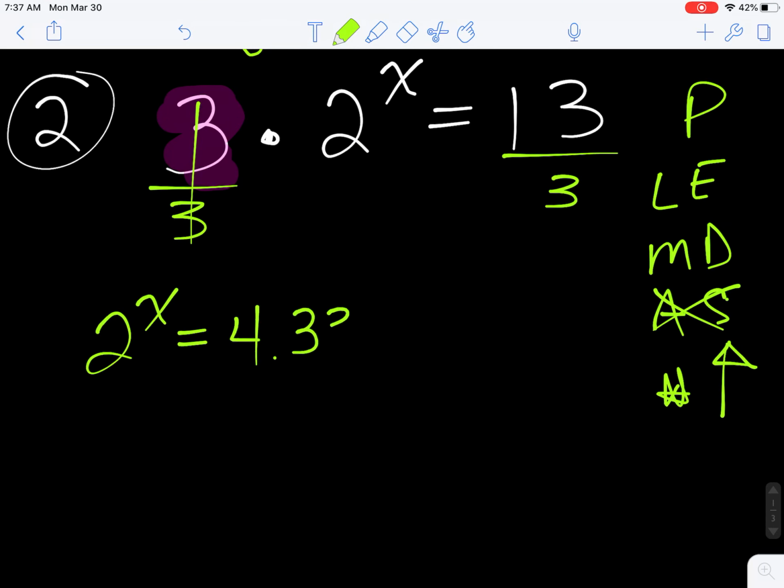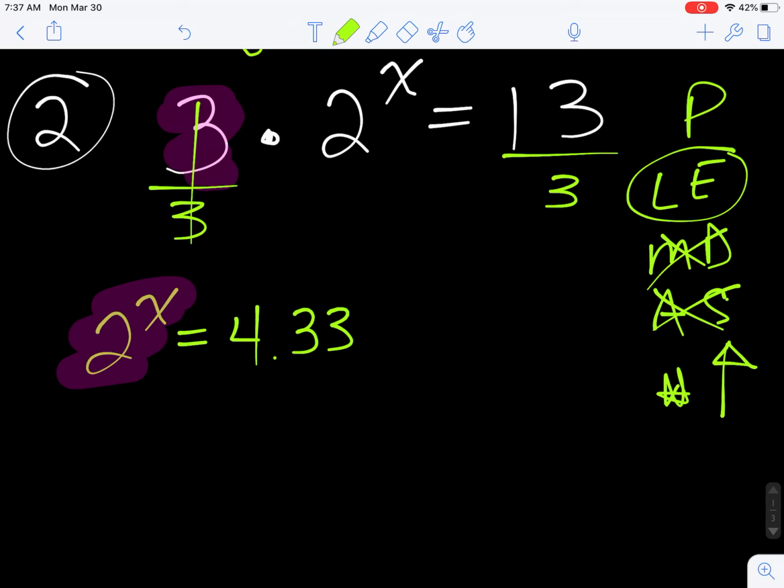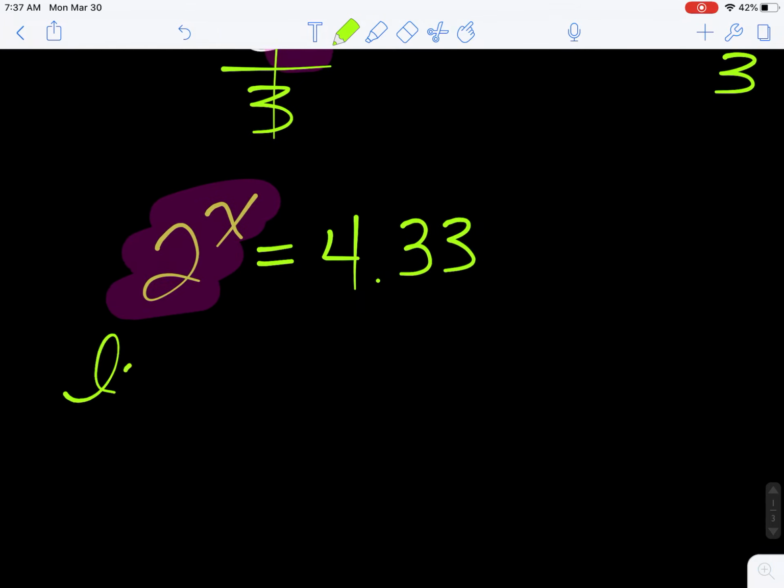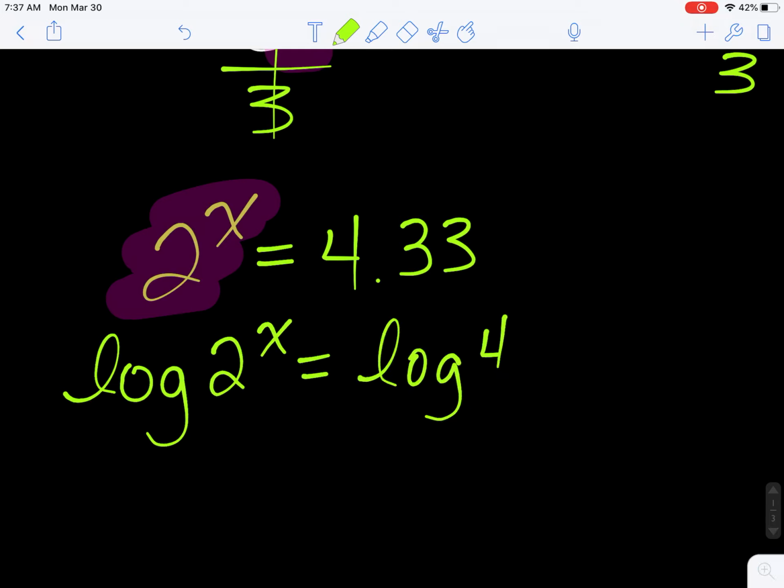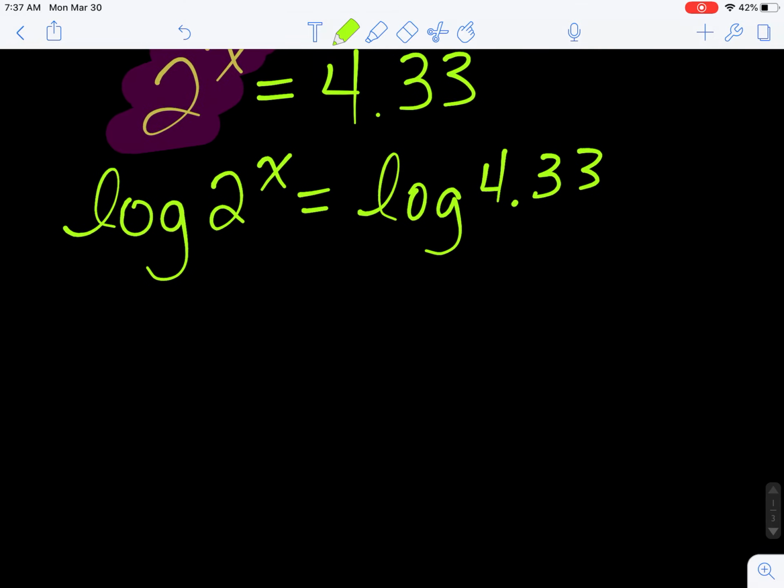So 4.33. The goal is to get the exponential piece by itself, b to the x. Then we move ourselves up. We're done with multiply and divide. Do we have any exponents or logs? Yes, we have an exponent. So what is the opposite of exponentiating? Log both sides. So log 2 to the x equals log of 4.33. Who cares if we have decimals? The process will not change. How do we get the exponent out of the exponential part if we logged it? Well, the opposite of exponentiating is logging. That's why we're able to pull that value of x out of the exponent spot.